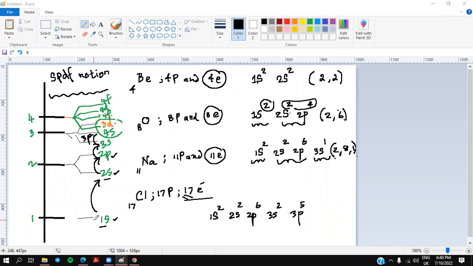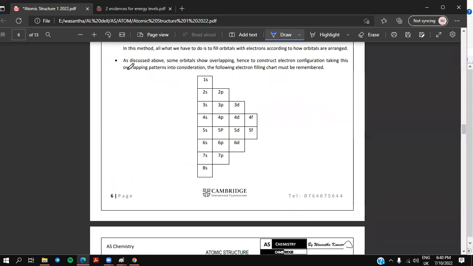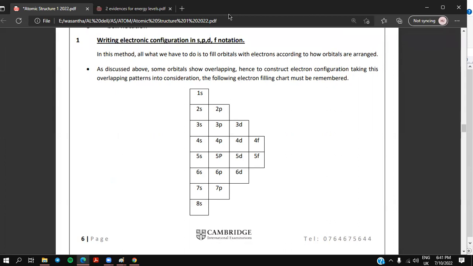So for that, the scientists have found out a method, and we have to follow this method. Some orbitals show overlapping. Hence, to construct electron configuration, taking this overlapping pattern into consideration, the following electron filling chart must be remembered. First, this chart will never be given to you in the exam. It doesn't come in the paper, not in the data booklet. So you have to write this.